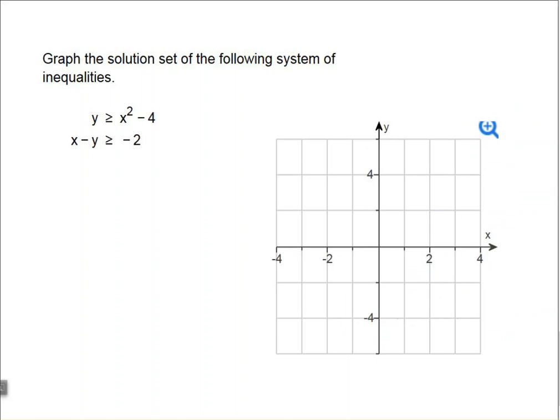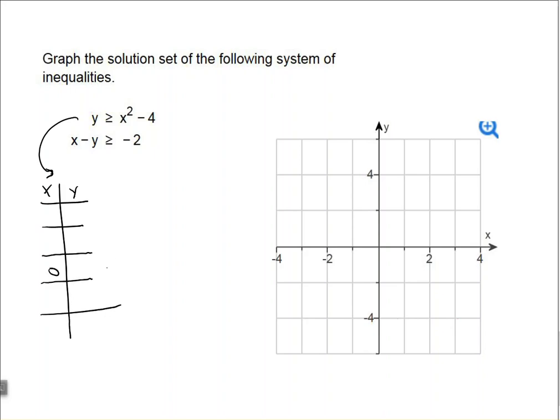Okay, let's look at this one. Here we have graphed the solution set of the following system of inequalities, and the first one is a parabola. We have y is greater than or equal to x squared minus 4. So we know that from the parent graph, this parabola shifts down 4 places. However, if need be, we can make a table for that.